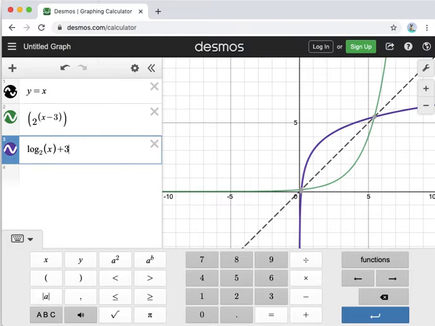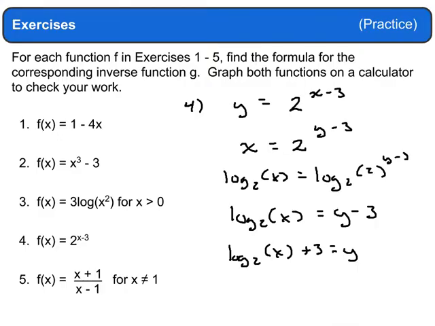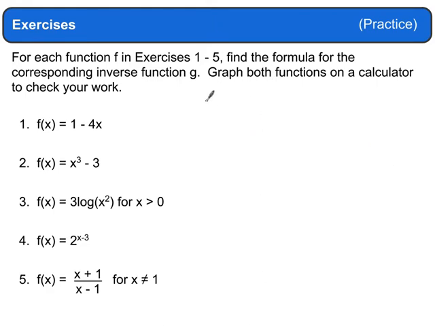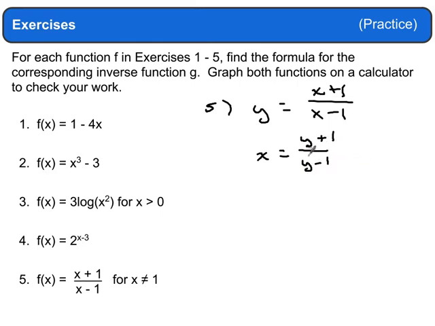And then let's see, the last one in this set, it's a little bit interesting. Number 5, we're going to write y equals x plus 1 over x minus 1. We're going to switch the x and the y's. So x equals y plus 1 over y minus 1. We need to get rid of this fraction, so we're going to multiply by y minus 1 on both sides. So that way the one on the right cancels.